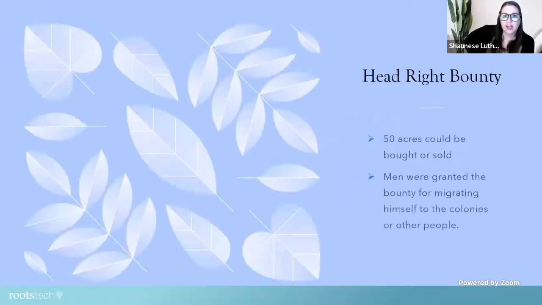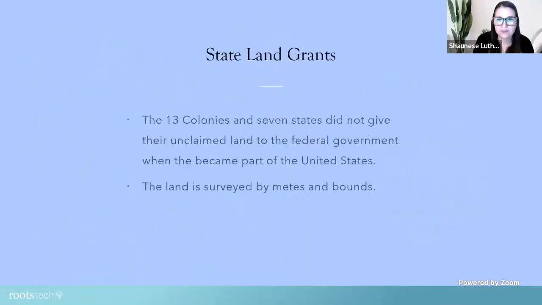Then we have the headright bounty. This is 50 acres, could be bought or sold. Men were granted this bounty by migrating himself or other people to the colonies. So like I said, this is colonial time. If you are working in colonial time, this is where you also need to look in. So land records, tax records, censuses, they're really nice key records for colonial time, in pre-1850 time too.